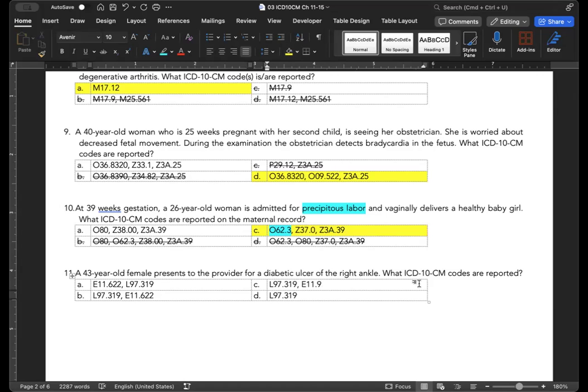Okay, number 11, a 43-year-old female presents to the provider for a diabetic ulcer of the right ankle. So we have L97.319 in all 4. So that should be a hint that we don't even have to go look up the L code. They're testing us to see if we know what diabetes code, or what E code, we should be using. Okay. So let's go look at E11.9.